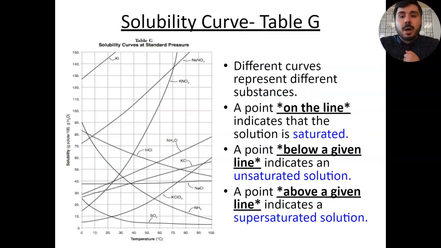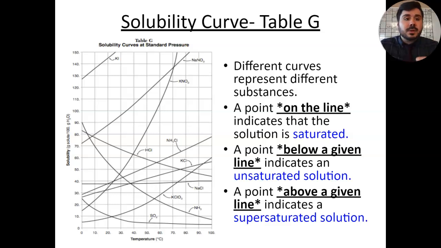And lastly, we're going to talk about something known as the solubility curve, which is Table G. That's going to be the basis of what we're mostly going to spend our time on in class tomorrow. Table G here, okay? It looks kind of similar to a couple of the graphs and tables we've utilized already in the past, but Table G has a couple of components to it.